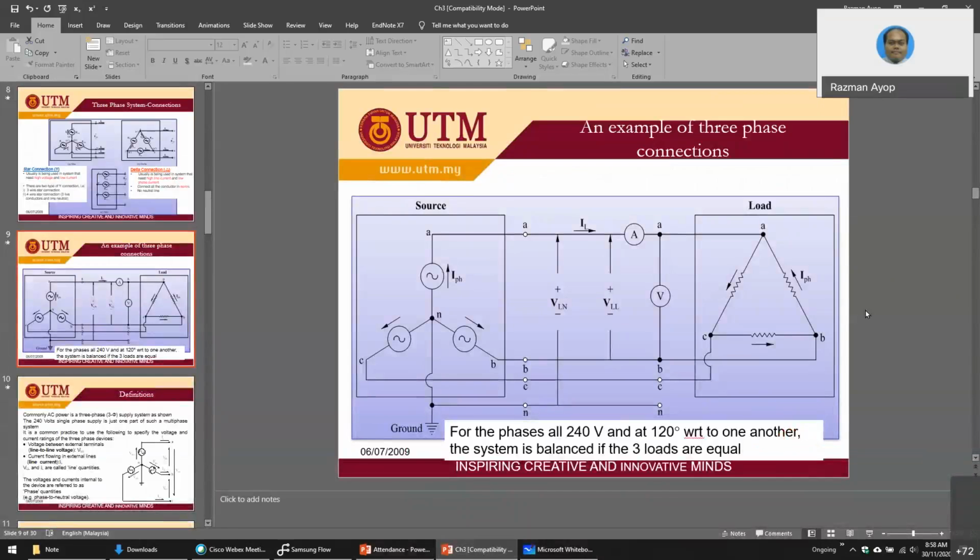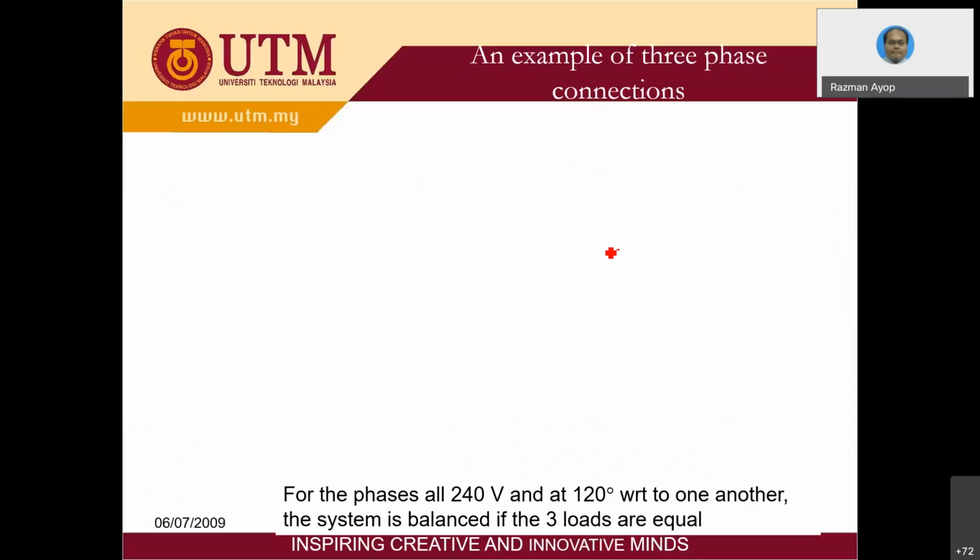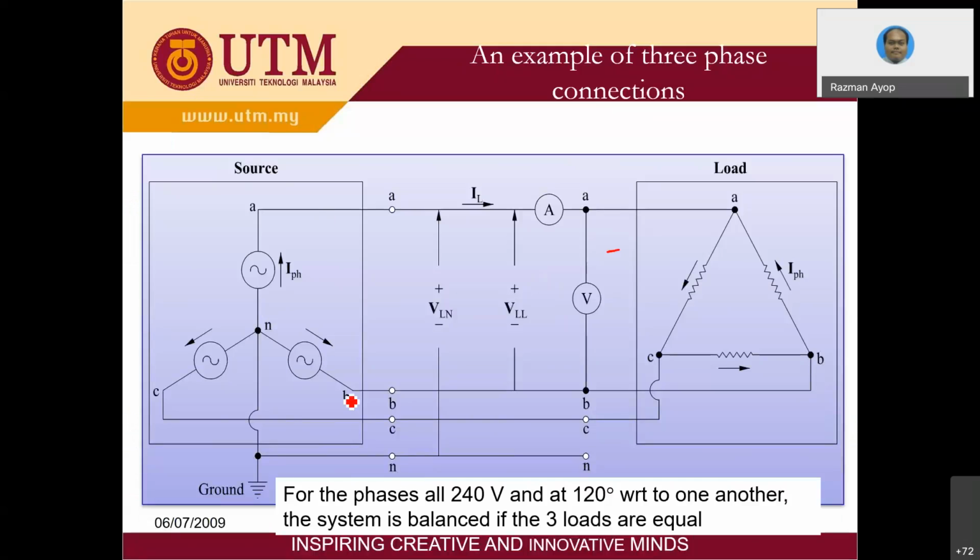This one is star delta. So you need to know how to draw everything and how to label everything properly. This one I showed you before: instead of using positive, negative, you use an arrow to represent the voltage.